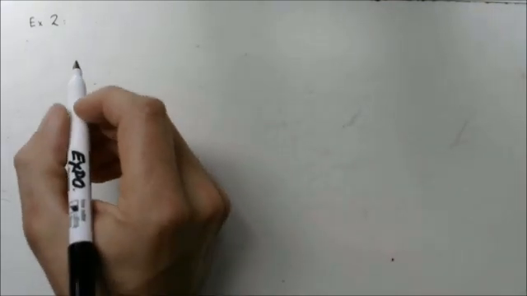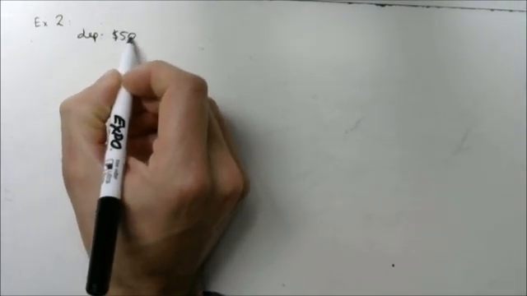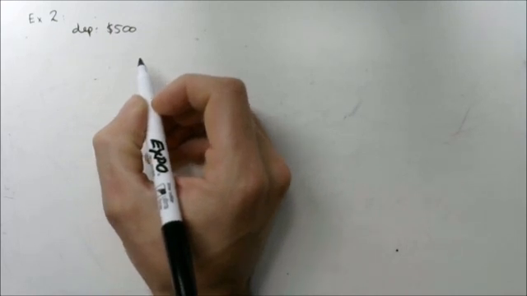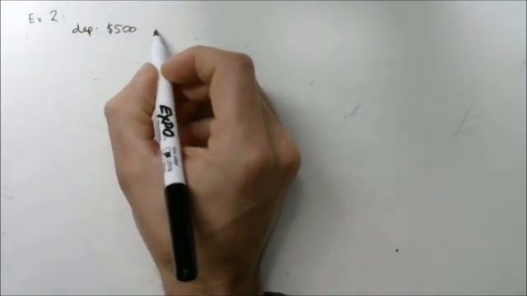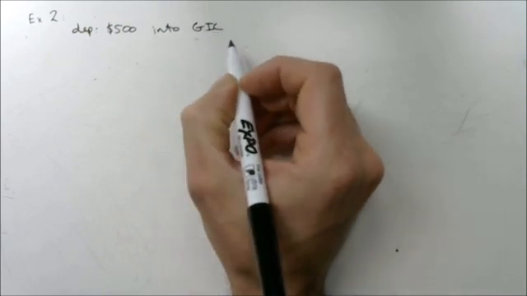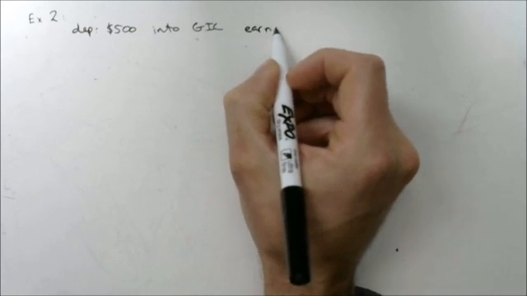In example 2, we're going to develop a linear model for a simple interest scenario. The scenario is this: Robert deposits $500 into a guaranteed investment certificate. Deposit $500 into a GIC, Guaranteed Investment Certificate, that earns 6% per year.